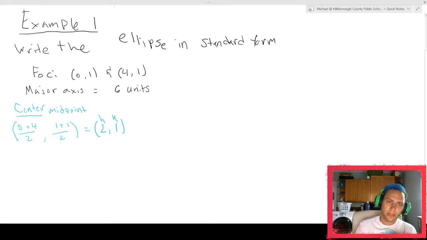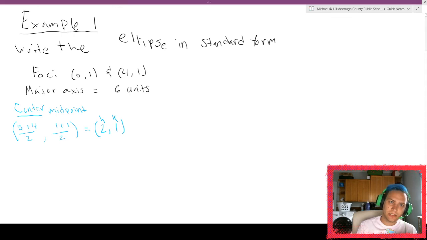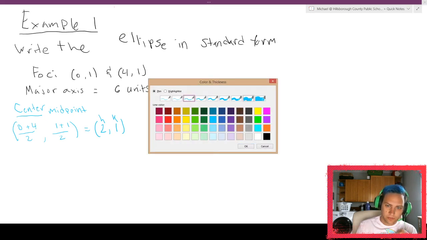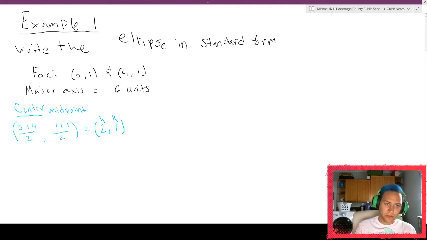So a couple other things we need to find in order to put this formula together. Let me get a different color again here. We'll jump over to pink. I'm going to stick with pink and blue for my colors. I love them. Okay, so the first thing we've got to find is our a.